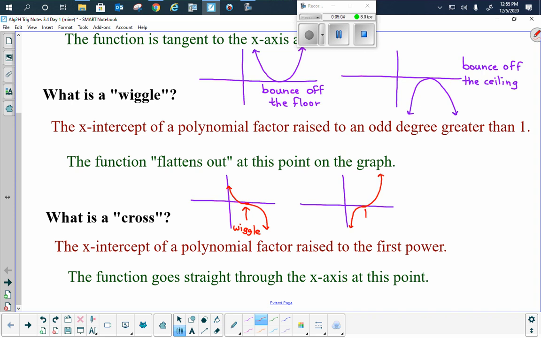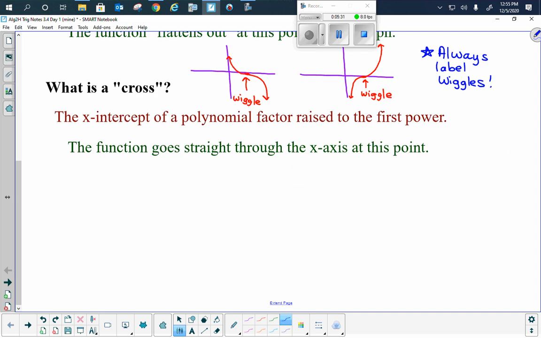Okay, so again, you're going to point to that. You're going to tell me it's a wiggle so that I know you're trying to change the concavity, the curvature, whatever you want to call it. And then once again, I'm just going to emphasize that you always have to label wiggles for homeworks and quizzes. All right, and last but not least, what is a cross?